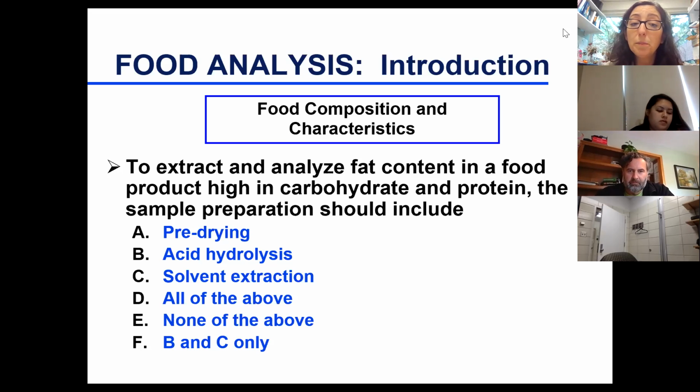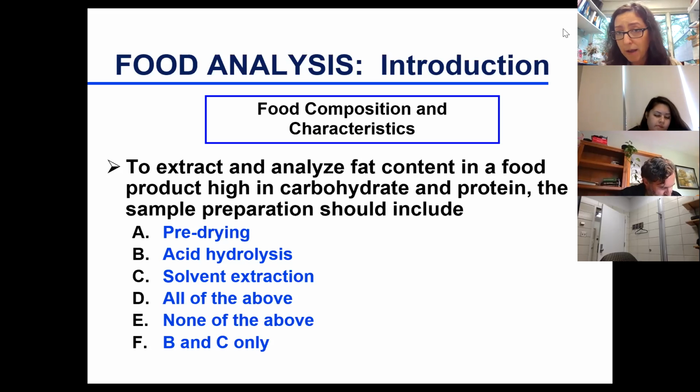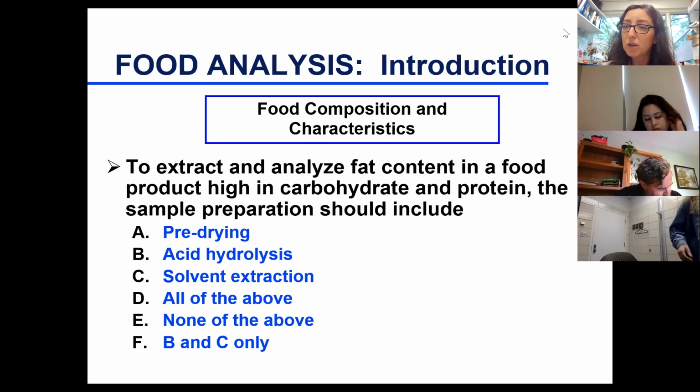Okay, some of you are including B, and yes, exactly. So sometimes you need to do acid hydrolysis, especially in the case of a high carbohydrate product, because when you have high carbohydrate and high protein, the fat is entangled in them. So the solvent has a hard time extracting the fat. If you apply acid hydrolysis, you break down the macro components, releasing the fat into the solvent phase. Then you will get most of your fat extracted that way. Now, in terms of pre-drying, sometimes you do, sometimes you don't. So it's a tricky question here.